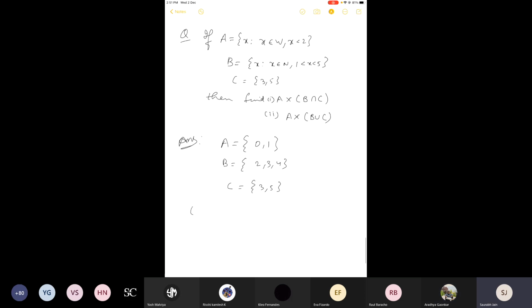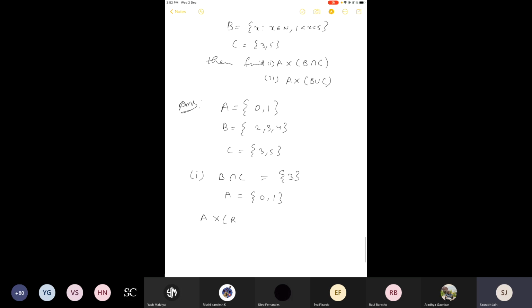Now for the first part, we need to find B intersection C first. So what is B intersection C? 3 only, right? These questions are very easy. So in B intersection C we have only one element, 3. And A is 0 and 1. So how to find their Cartesian product? You will have ordered pairs where the first element comes from the first set, that is A, and the second element from the second set, which is B intersection C. So the ordered pairs will be (0, 3), (1, 3). This is it.